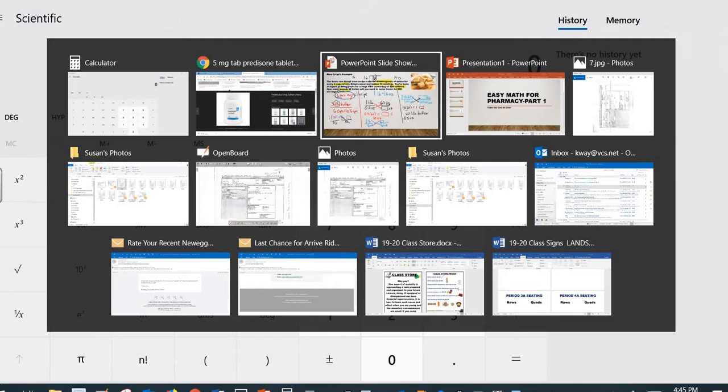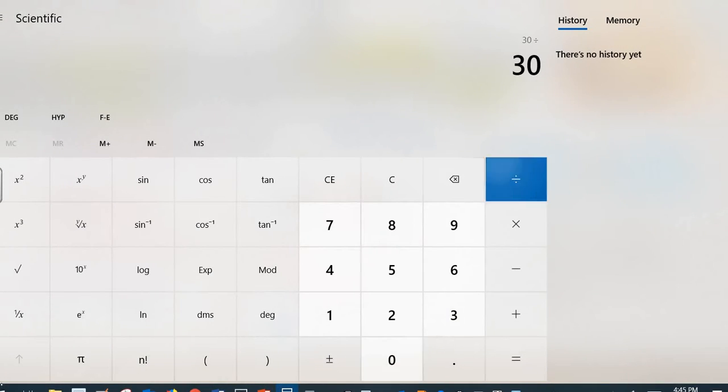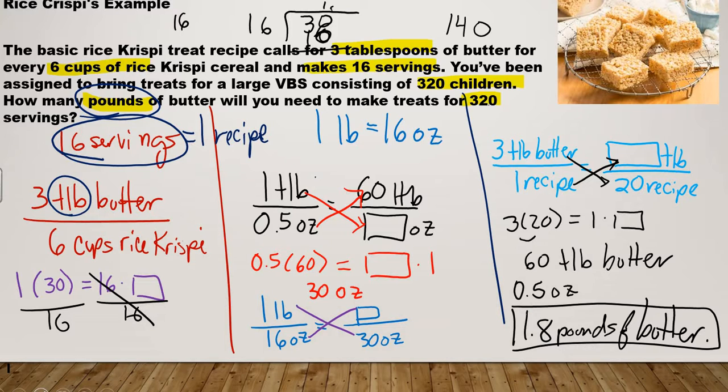So our original question was 30 ounces divided by 16. And it's basically going to be 1.8. So a little under 2 pounds of butter. 1.8 pounds of butter. There. And you know how many pounds of butter you need to feed an entire VBS for Rice Krispies.